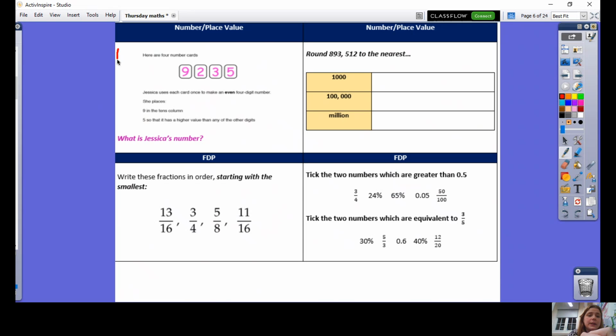If you can't clearly see this question here because your device is too small, I'm going to read it aloud for you so that you can solve it. Here are 4 number cards: 9, 2, 3, 5. Jessica uses each card once to make an even 4-digit number. Tells you you've got 4 digits. She places a 9 in the tens column and a 5 so that it has a higher value than any of the other digits. What is Jessica's number? Please solve that question and your other reasoning questions by pausing the video and doing them on paper now.